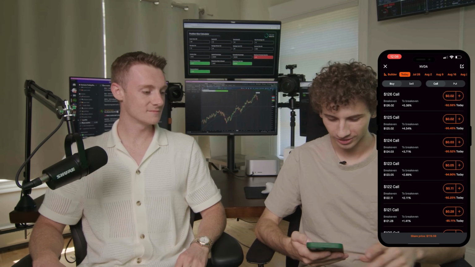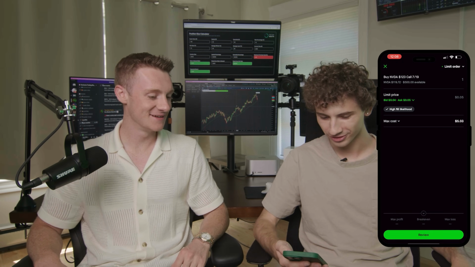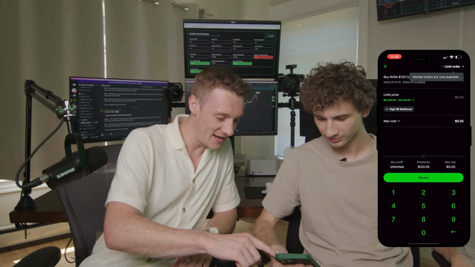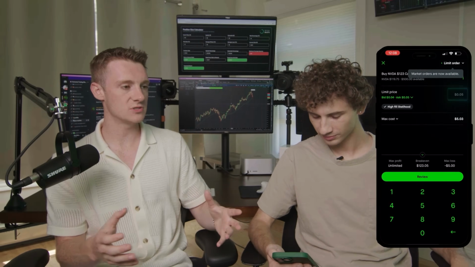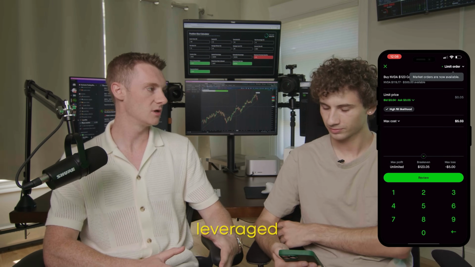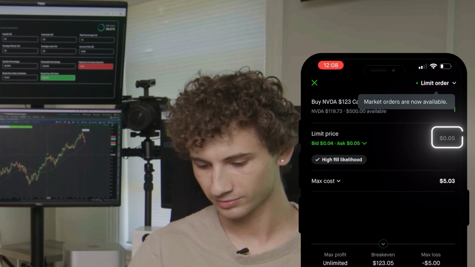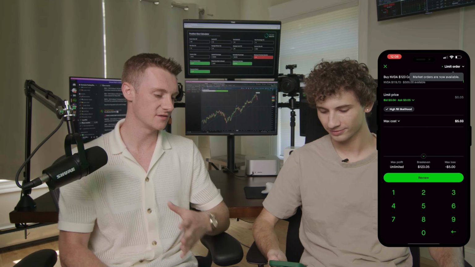Say 123 is a nice number. Okay, so we're just gonna... So those costs, you can see right now, that is the current contract cost. When it comes to options, options are essentially leveraged 100 to 1. See how it says 0.05? That's not 5 cents, it's $5 because of the leverage.